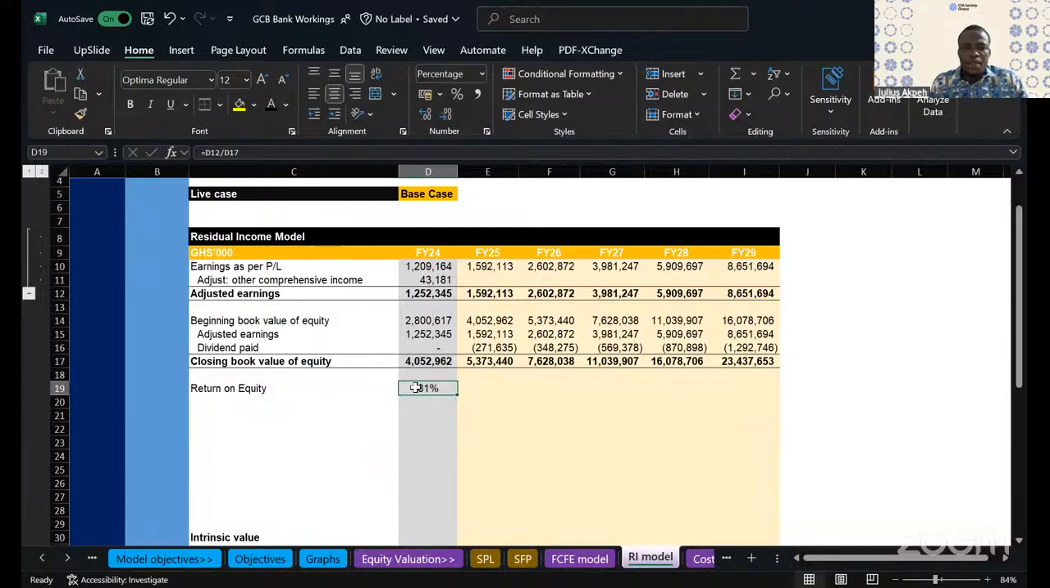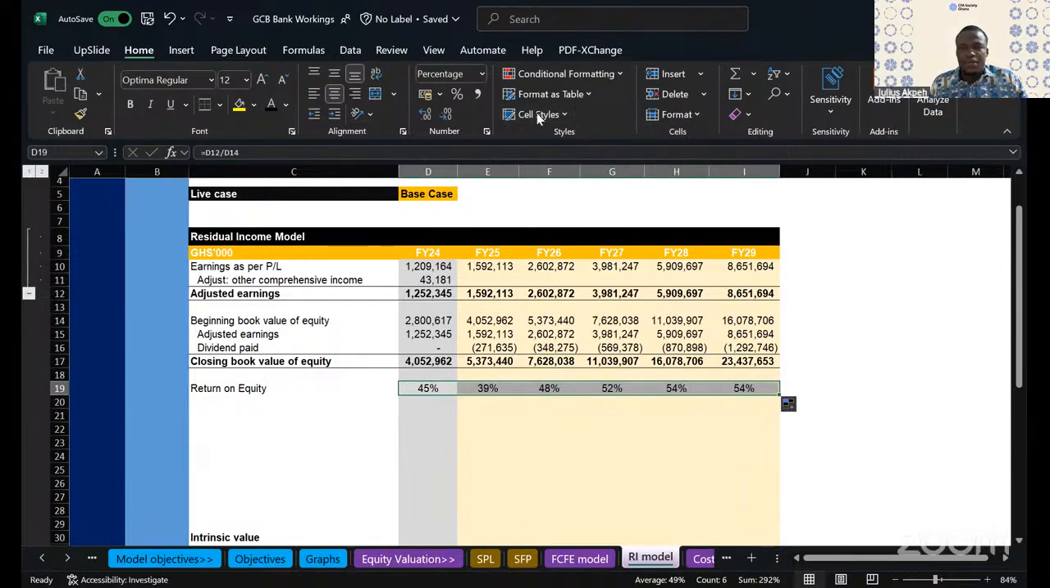It's raining here. If you base it on the average, you are going to get something else. But for the purpose of the residual income, we base it on the beginning. So let's do that: adjusted earnings divided by the beginning value of equity. Then we drag. This is the return on equity. This is how the return on equity is calculated.